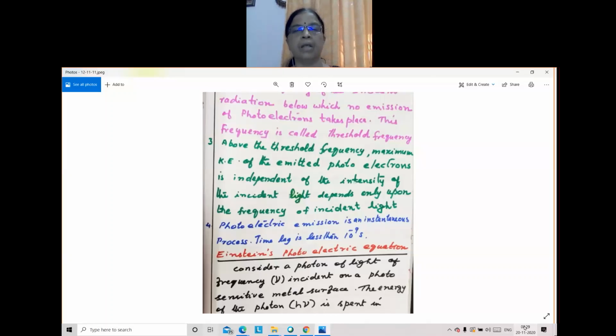Then the last one. What is the last one? There is no time lag between the incidence of the photon and the emission of the electron. Okay, that is the fourth law.